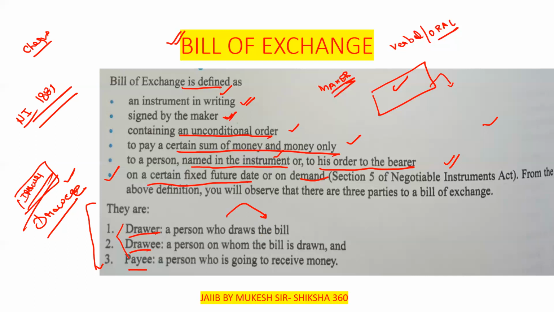The third one is the payee, that is basically the person who is going to receive the money. Generally, when you go to a shop to purchase any material, the shopkeeper, the owner, makes a bill and you have to give the payment.